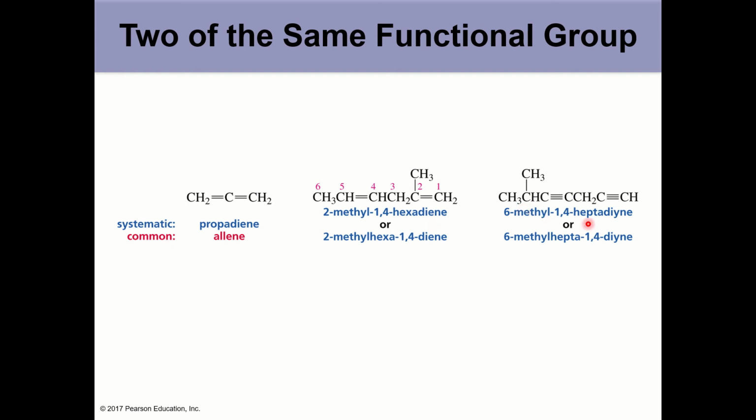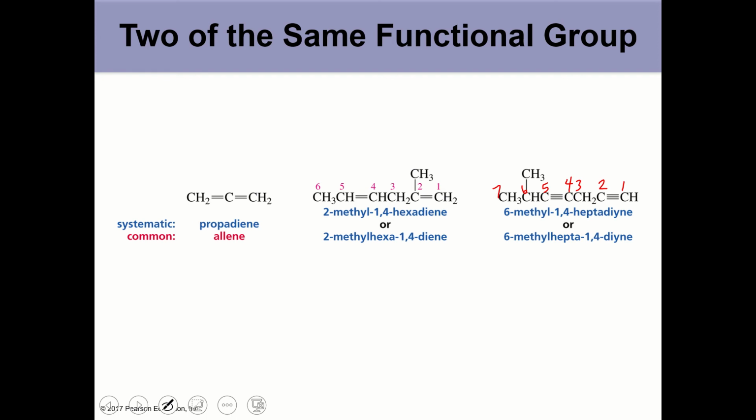On the last example, we have a molecule with 2 triple bonds and 7 carbons total. If we're numbering our triple bonds to have the lowest possible numbering, then we would number from the right to the left, so that carbon 1 is our first triple bond carbon. Our first triple bond is between carbon 1 and 2, and our second triple bond is between carbons 4 and 5. Our methyl group is at carbon 6.